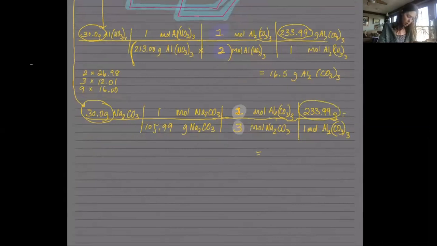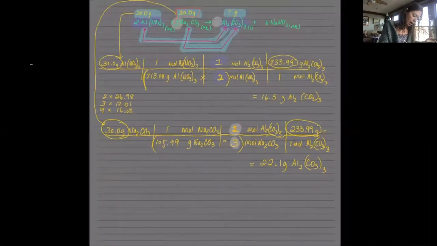Press enter. Now you should have another 70,000 number, same as the last time, divided by parentheses 105.99 times 3, close parentheses, equals. This time I've got 22.1. Okay, so let's look at what our answers tell us.